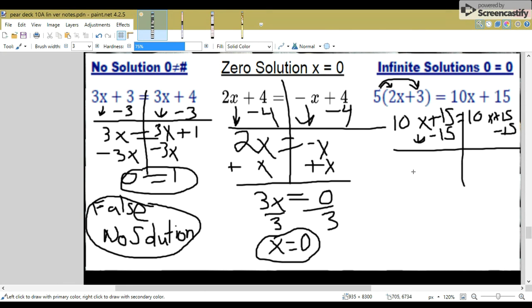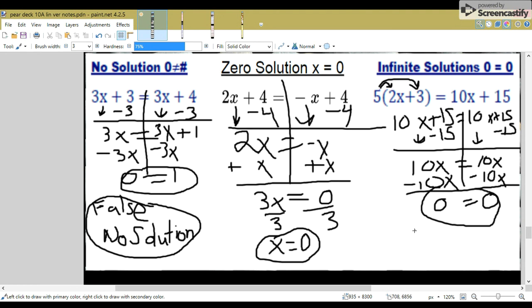Bring down the rest of the terms. 15 minus 15 is 0. 15 minus 15 is also 0. So we have 10x equals 10x. Subtract 10x from each side of the equal sign. 10x minus 10x is 0. 10x minus 10x is 0. 0 equals 0. That is always a true statement. So, infinite solutions. All real numbers.